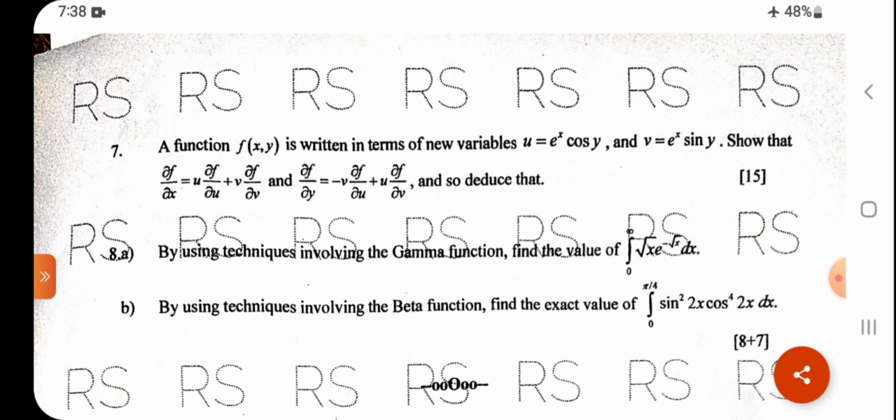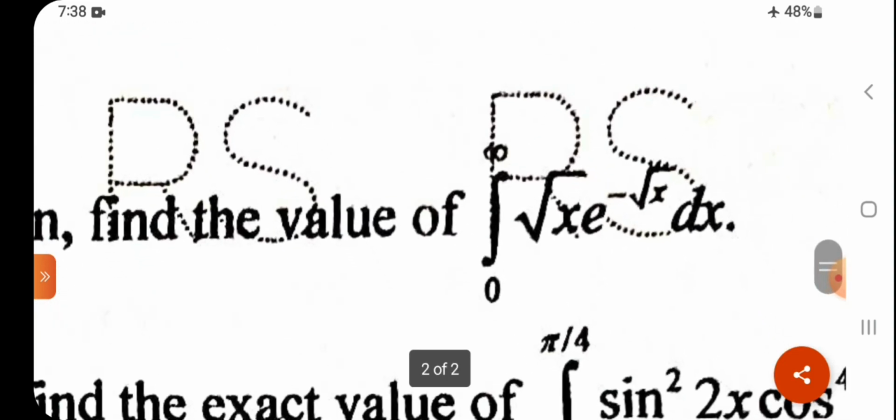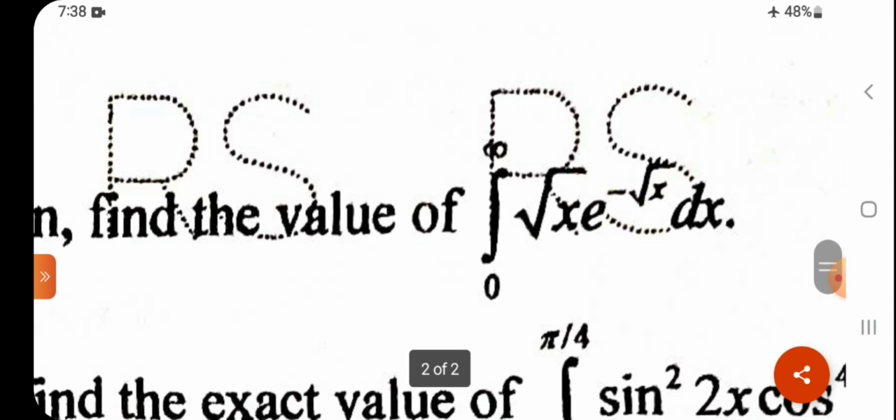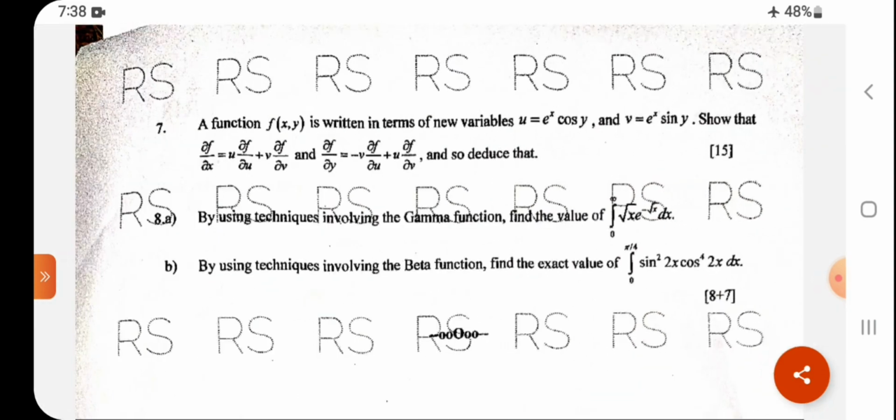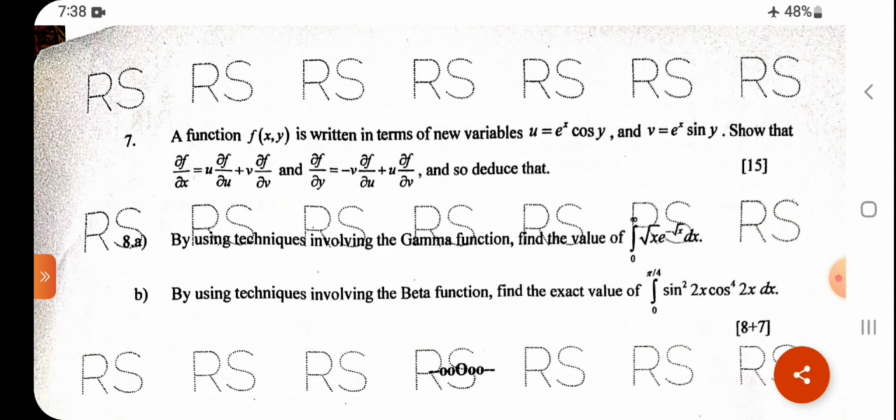Eighth a bit: by using techniques involving the gamma function. So you are using the gamma function to calculate that particular integral. Here the integral is 0 to infinity of root x into e power minus root x. Start with root x equal to t, so x equals t square. Then you can directly calculate dx as 2t dt, and substituting that, you will get it in terms of the gamma function.